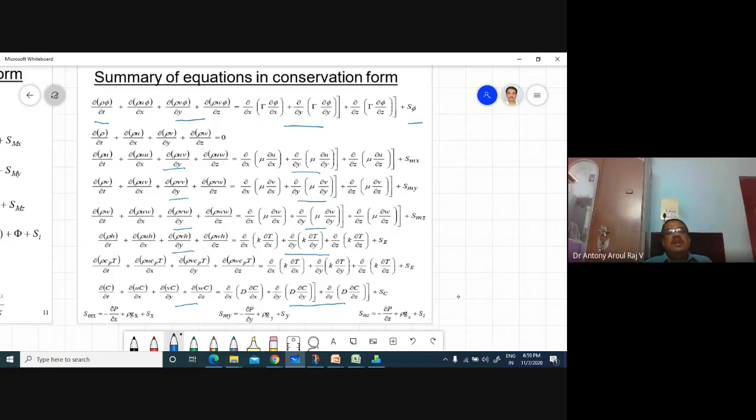This equation is very important. This one slide is very important. If you understand this, you will understand almost 25% to 30% of CFD problems.